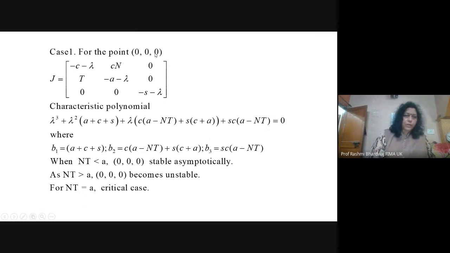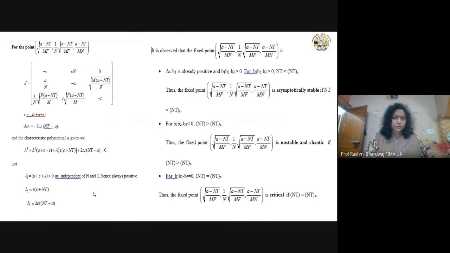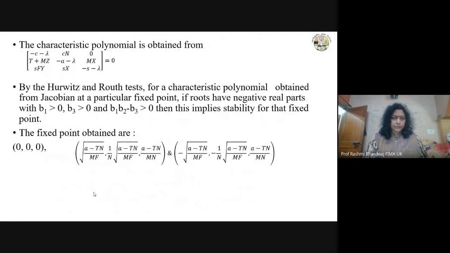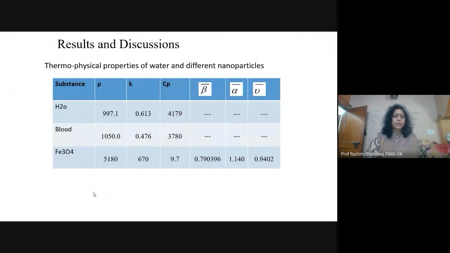Now if the point is (0, 0), we observe that when R is less than A, we get asymptotic stability. For R greater than A, it becomes unstable, and R equal to A is the critical case. I'm not going into much detail. Now we are using the thermophysical properties of water, blood, and ferric oxide. Water has a density of 997.1, blood has 1050, and ferric oxide has 5180.